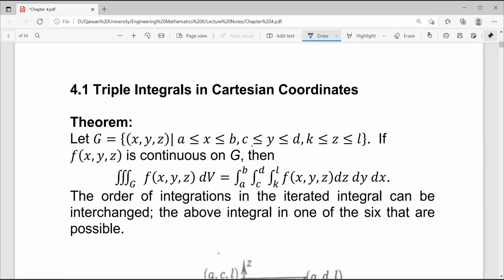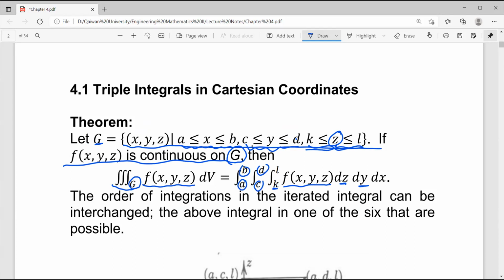We say, let G be this region, the set of (x, y, z), where x is between A and B, y is between C and D, and z is between K and L. If f of x, y, z is continuous on the region G, then the triple integral of f of x, y, z over the region equals the integral of f of x, y, z first with respect to z, where z is from K to L as written here, and then dy, y from C to D, and then dx from A to B. These are the limits of y, and these are the limits of x.